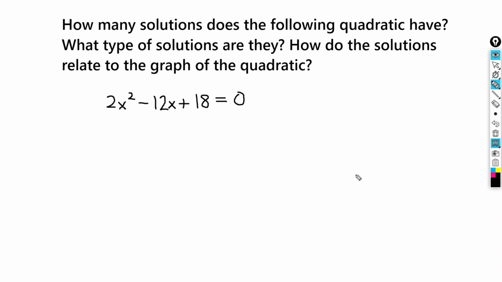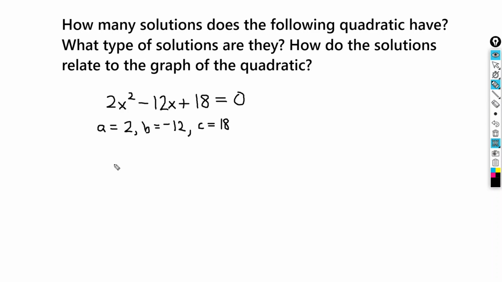In our next example, we're asking how many solutions does the following quadratic have? What types of solutions are they? And how do the solutions relate to the graph of the quadratic? Okay, so let's start with labeling. A is 2. B is -12. And C is 18.